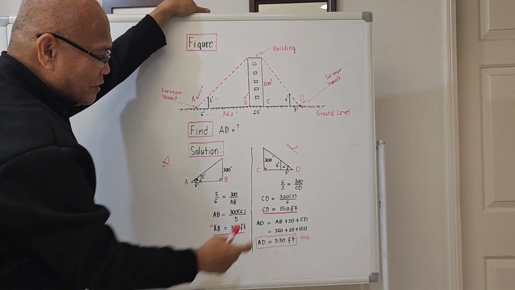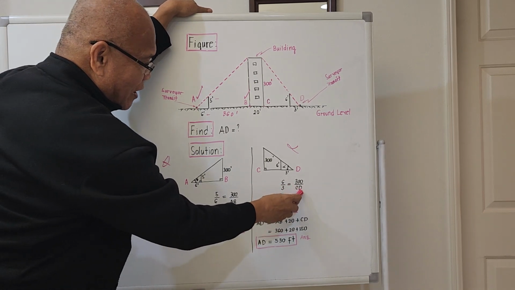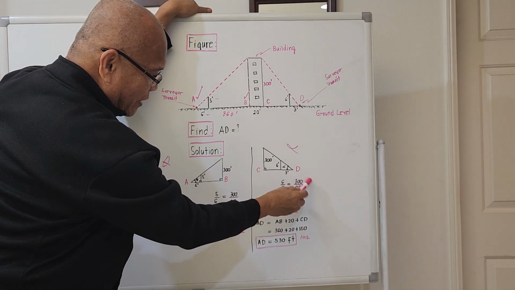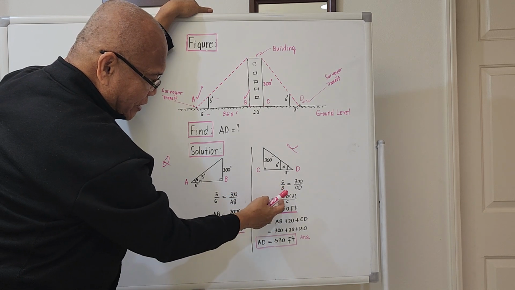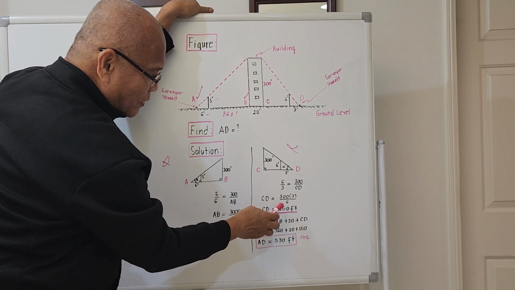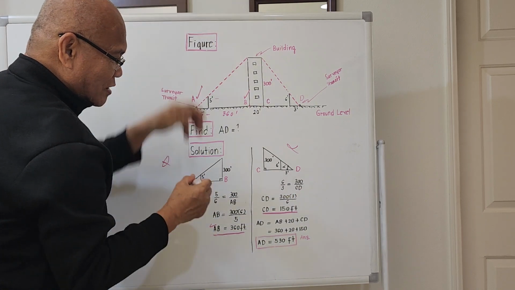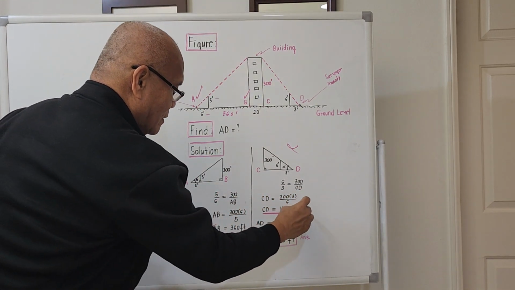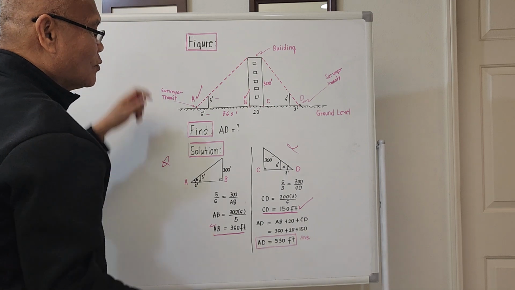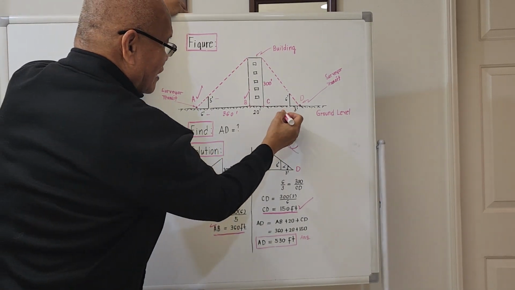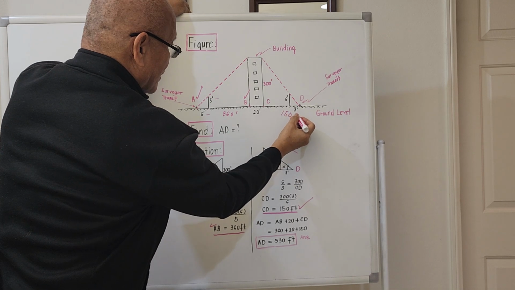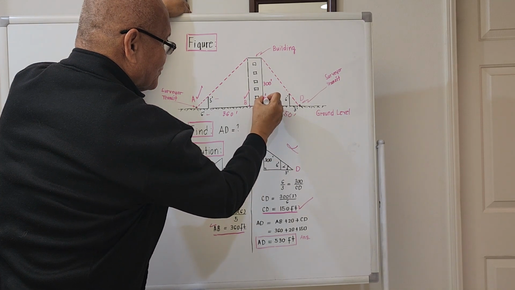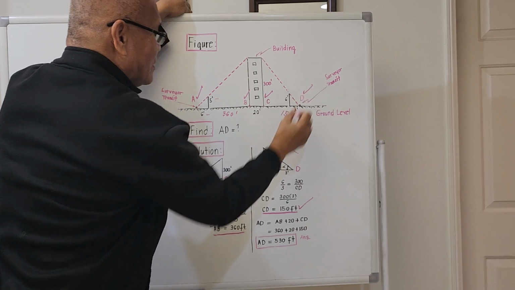The only unknown is CD. So CD now will be the product 3 times 300, divided by 6. So 300 divided by 6 will be 50. 50 times 3. So CD is actually 150 feet. As simple as that one. So the distance CD is 150 feet. That is from this point here up here.